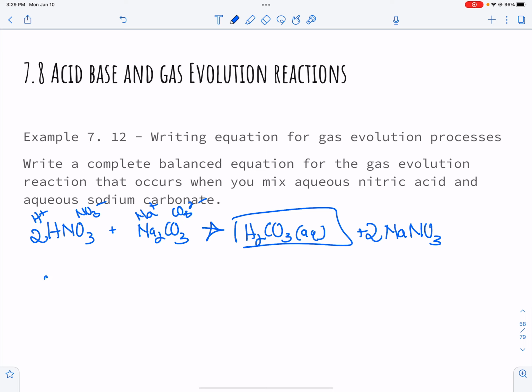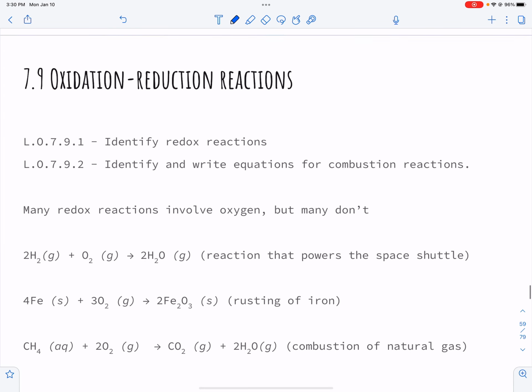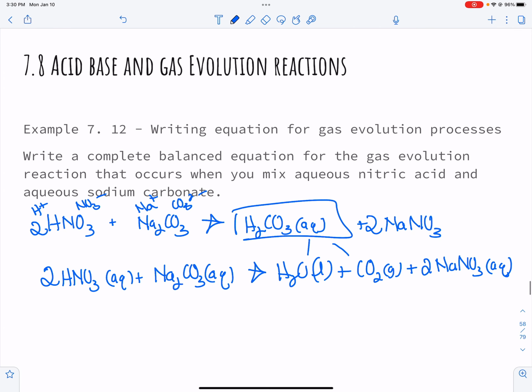And so I can rewrite it 2HNO3 aqueous, acids are aqueous, plus Na2CO3 aqueous yields H2O liquid plus CO2 gas, because I know that's what that decomposes into, plus 2NaNO3 aqueous. Okay, so those are the examples. Now you can go ahead and try the corresponding homework problems.